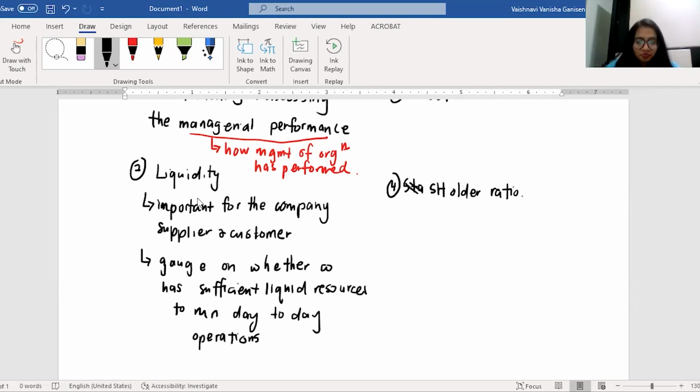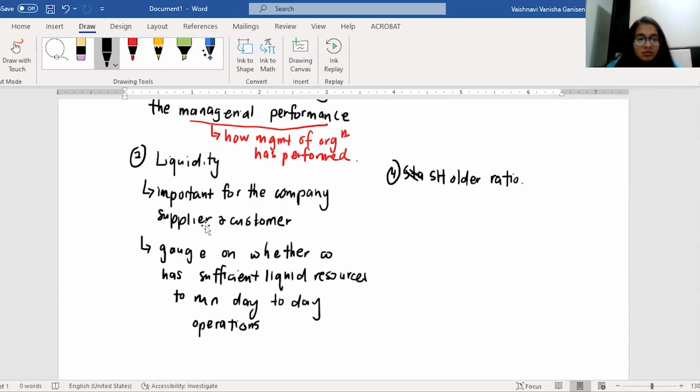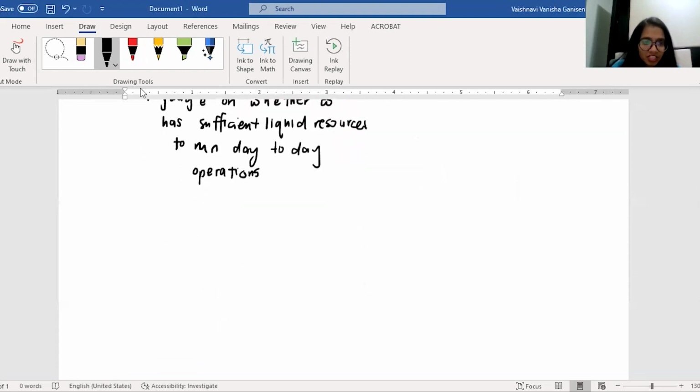Now, the next one: what are the ratios that we will calculate when we refer to the liquidity ratio? As I've mentioned before, we are going to learn how to calculate the current ratio and the acid test ratio.